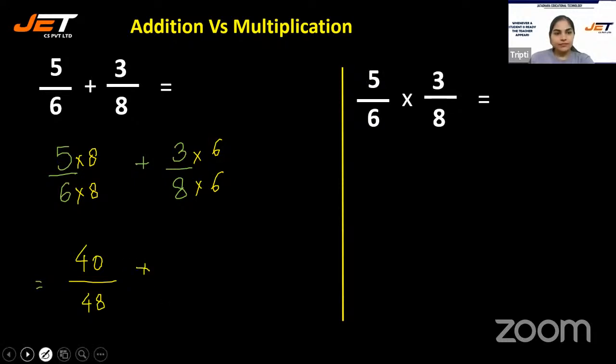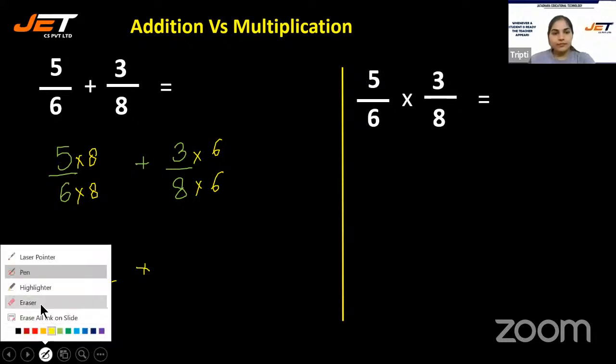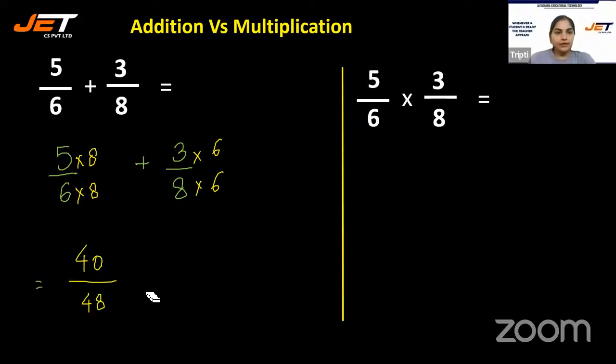plus, all right. So here plus 3 times 6, 18, 8 times 6, 48. Let's add them. 58 by 48. Is this what you have got?